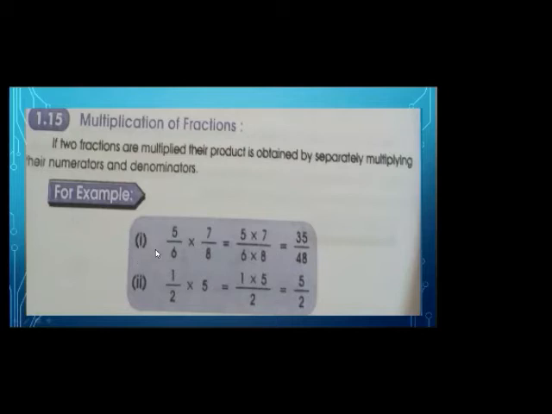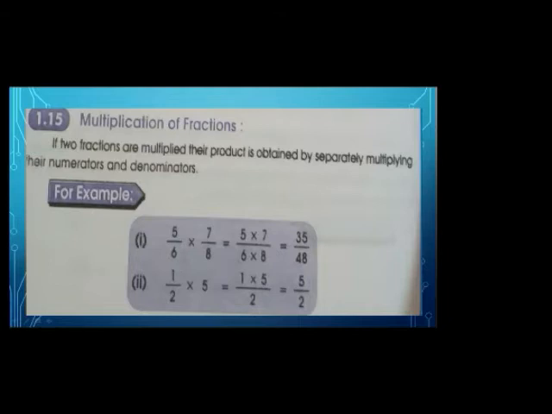There is an example. If we have 5 upon 6 multiplied by 7 upon 8, first of all we multiply the numerators, 5 multiplied by 7. Then multiply the denominators, 6 multiplied by 8. Now we know 5 multiplied by 7 is 35 and 6 multiplied by 8 is 48. So the result is 35 upon 48.